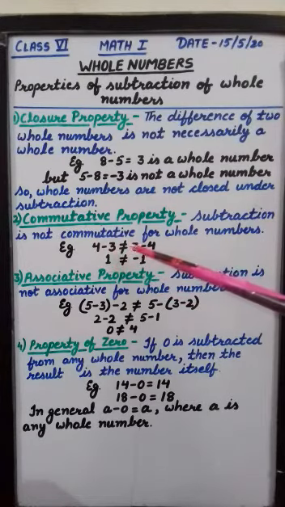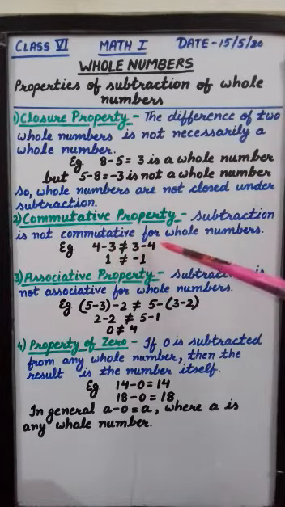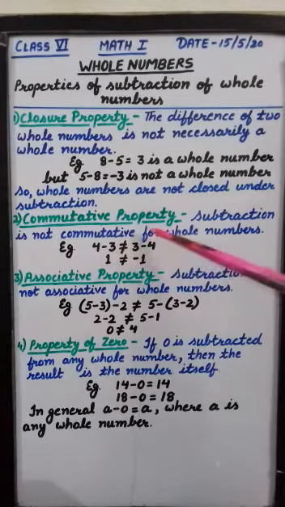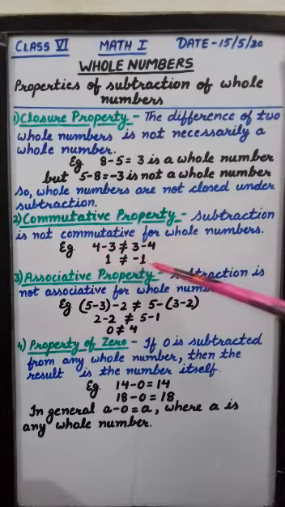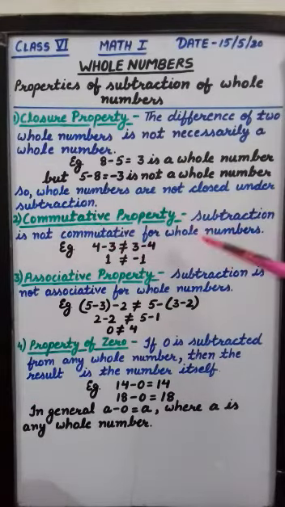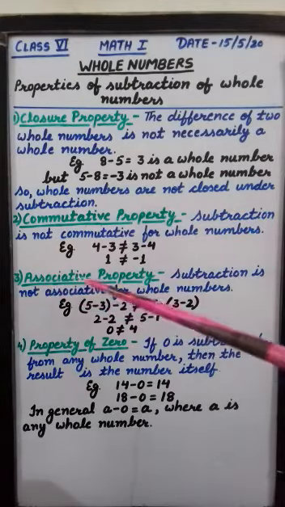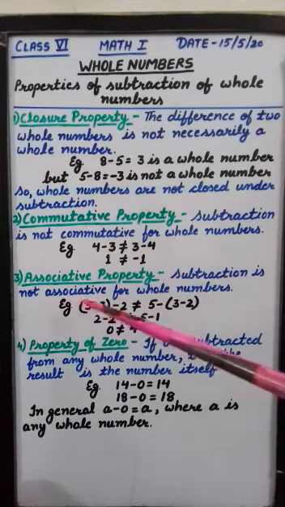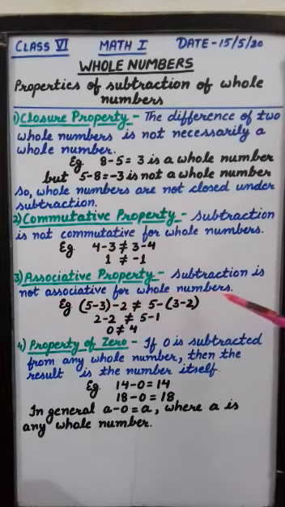But when I subtract 3 minus 4, the result is minus 1, which is not a whole number, it is an integer. So these answers are not the same. So if I interchange the numbers, then the results are different. That's why commutative property is not true for subtraction of whole numbers. Third one, associative property. Subtraction is not associative for whole numbers.